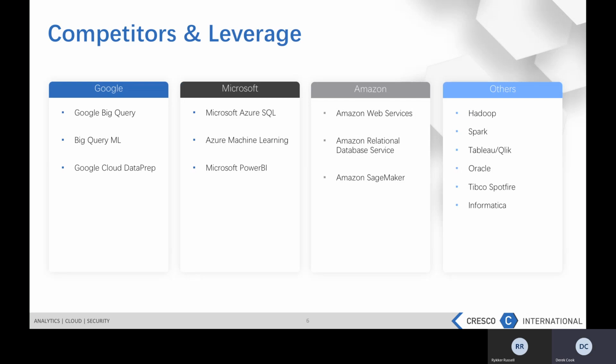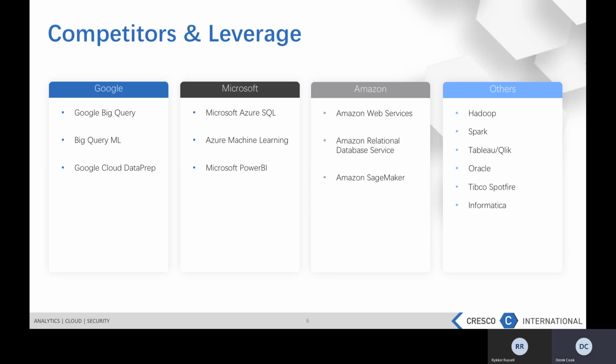And here are some of the competitors, and then I'll be going over some leverage to get around those competitors. So firstly, we'll start with Google. Google has Google BigQuery, BigQuery Machine Learning, and they have Google Cloud Data Prep. And with that, we can also take into account Microsoft, Amazon, and a few other competitors. So for example, Microsoft has Microsoft Azure SQL. They have Azure Machine Learning, and they have Microsoft Power BI.